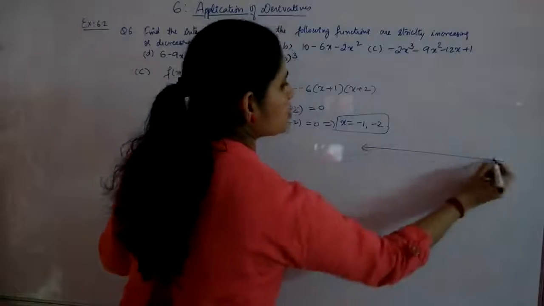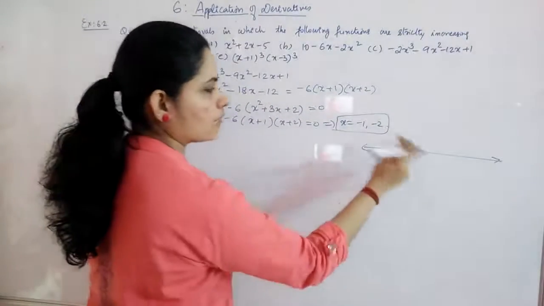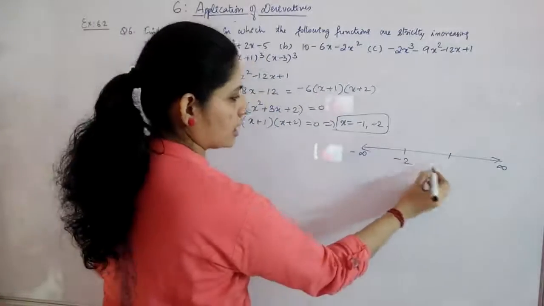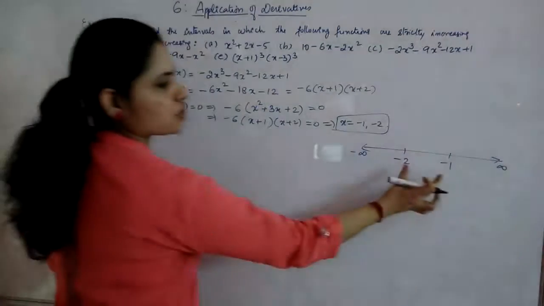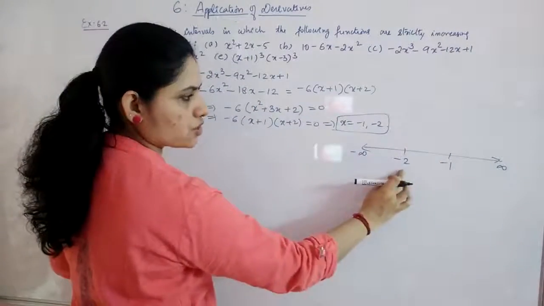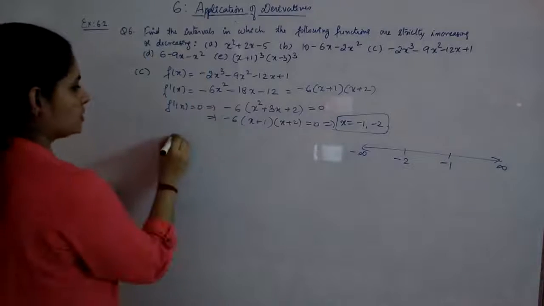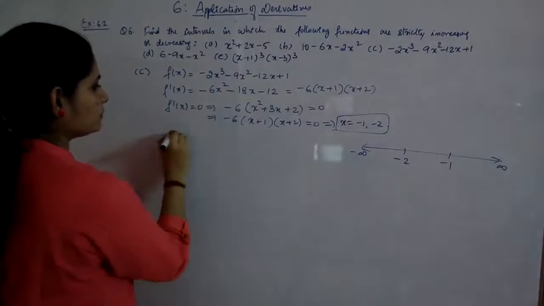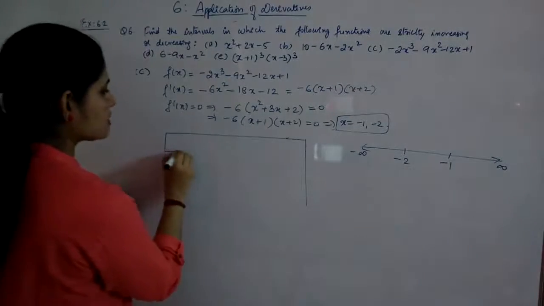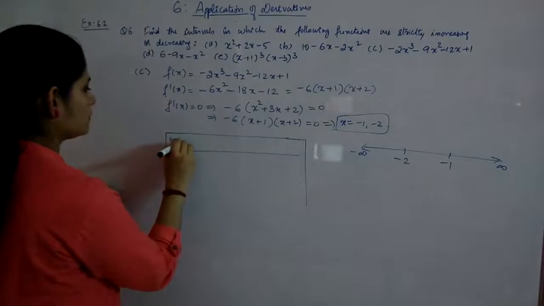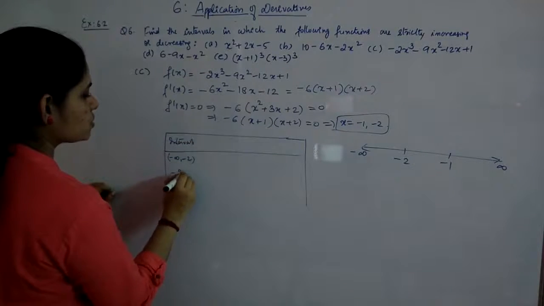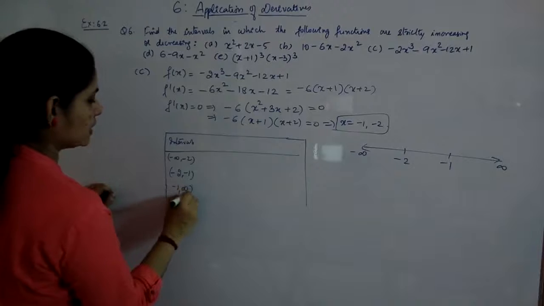Break the interval into how many parts? Three, because you have 2 points in between minus infinity and infinity. Which will come first? Minus 2, then minus 1. This should be correct, because otherwise your intervals and everything will be wrong. So first minus 2 comes, then minus 1. The intervals become three: minus infinity to minus 2, minus 2 to minus 1, and minus 1 to infinity.